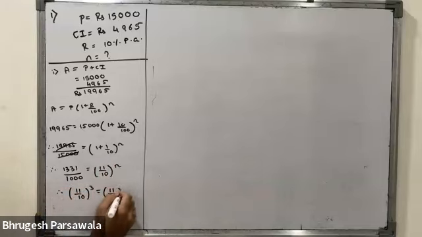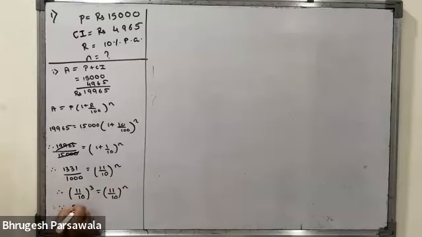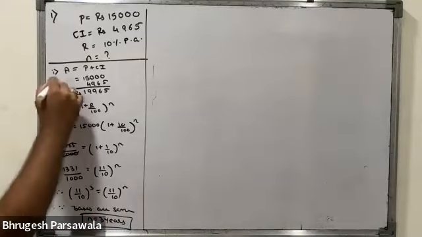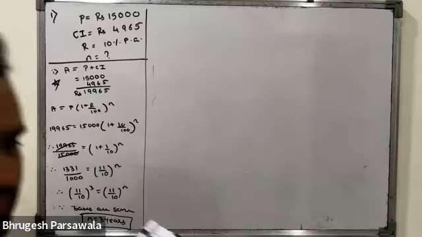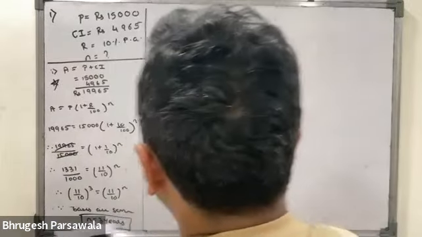Comparing, equating power with the same base. Since bases are same, my n is 3 years. Are you comfortable with the first sum, beta? The way I did the calculation, beta? Star mark, important sum. Such type of sum you can expect in exams. Yes. Please.